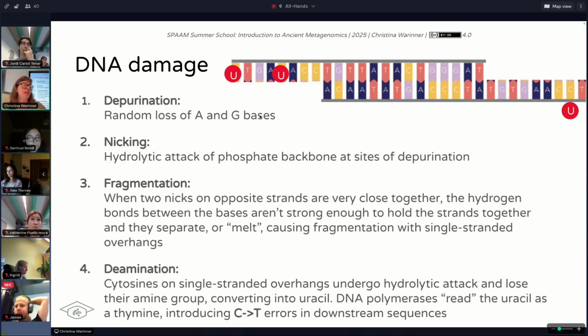And then finally, we have deamination. Cytosines on these single-stranded overhangs undergo a hydrolytic attack and lose their amine group, and this converts them into a uracil. DNA polymerases will then read the uracil as a thymine, introducing these cytosine to thymine errors in downstream sequences.